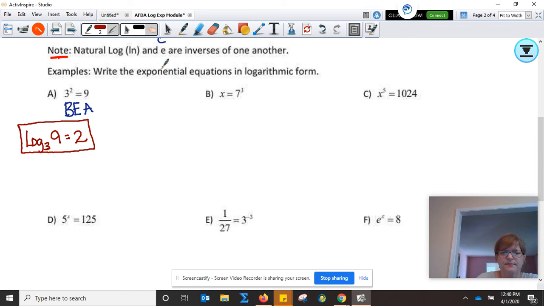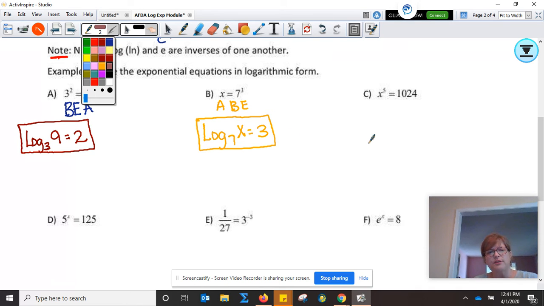All right, let's do B. I like to change colors. I don't like using the same color all the time. So here's answer, base, exponent. Now we're just going to rewrite that into log bay form: log base 7 of x equals 3.